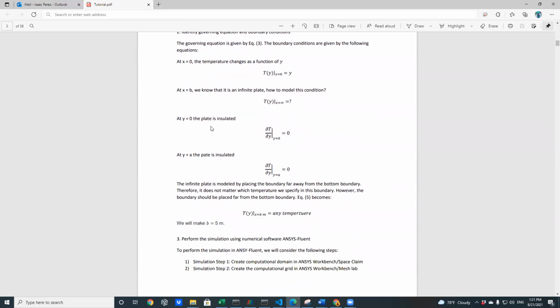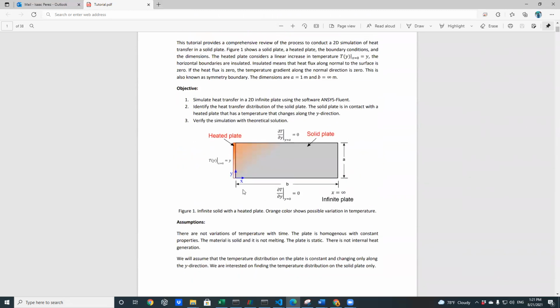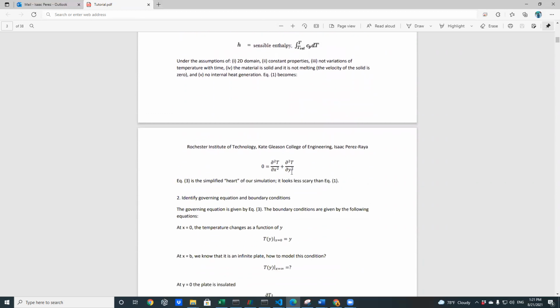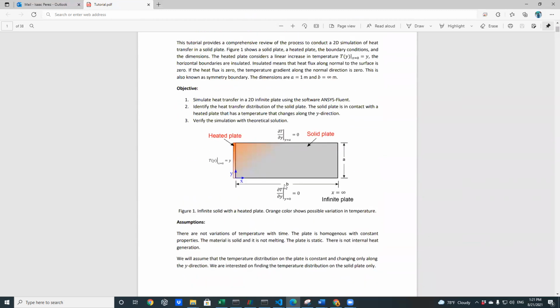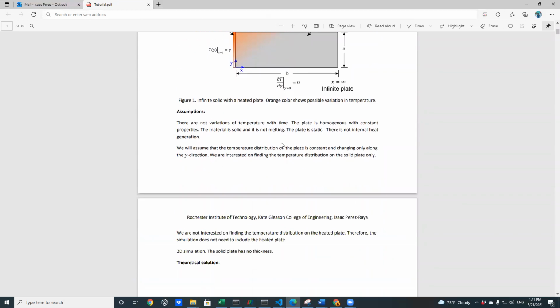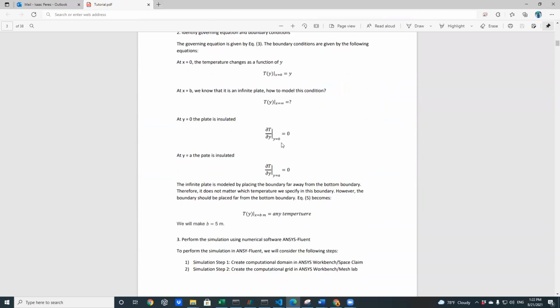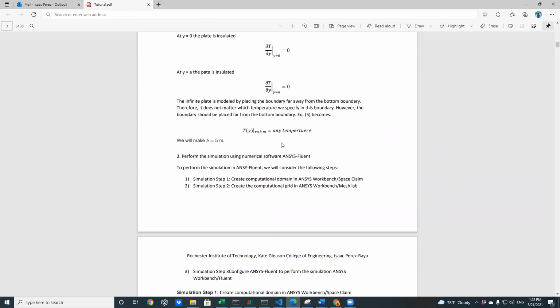We only know that it is an infinite location. At y equals 0, the plate is insulated. So at y equals 0, we are in this boundary. You see? The plate is insulated. Now, let's go to the next one. At y equals a, the plate is insulated too. Again, insulation means that the temperature gradient is 0.